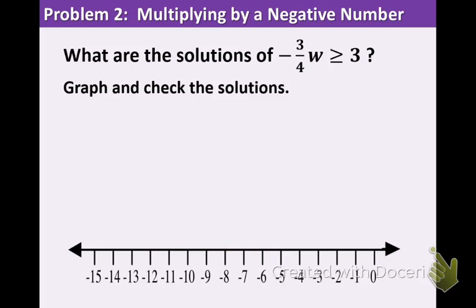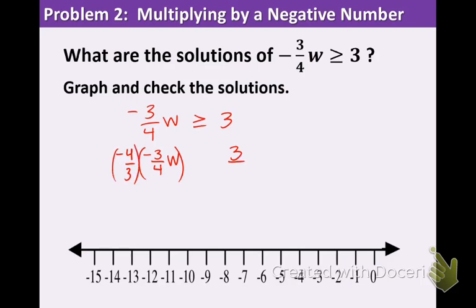Okay, example 2. This time we do have a negative involved. This is the original. In order to get the w by itself, aka isolating the w, we need to multiply both sides by the reciprocal, or the flip, of negative 3/4. And the reciprocal, or the flip, of negative 3/4 is negative 4/3. So that's what we're going to do now. And keep the symbol in the middle. Don't write it there yet. Multiply both sides by negative 4/3.